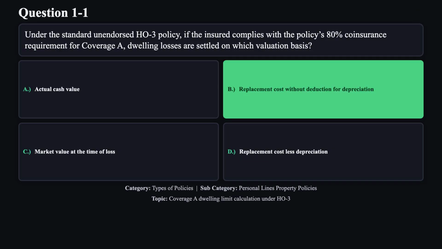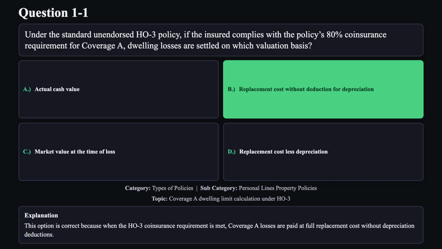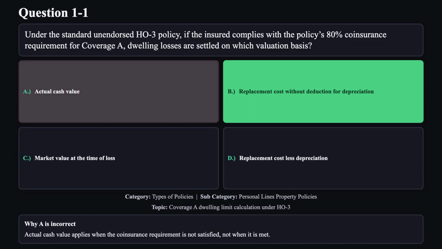The correct answer is B. This option is correct because when the H03 coinsurance requirement is met, coverage A losses are paid at full replacement cost without depreciation deductions. Reason A is not correct. Actual cash value applies when the coinsurance requirement is not satisfied, not when it is met.